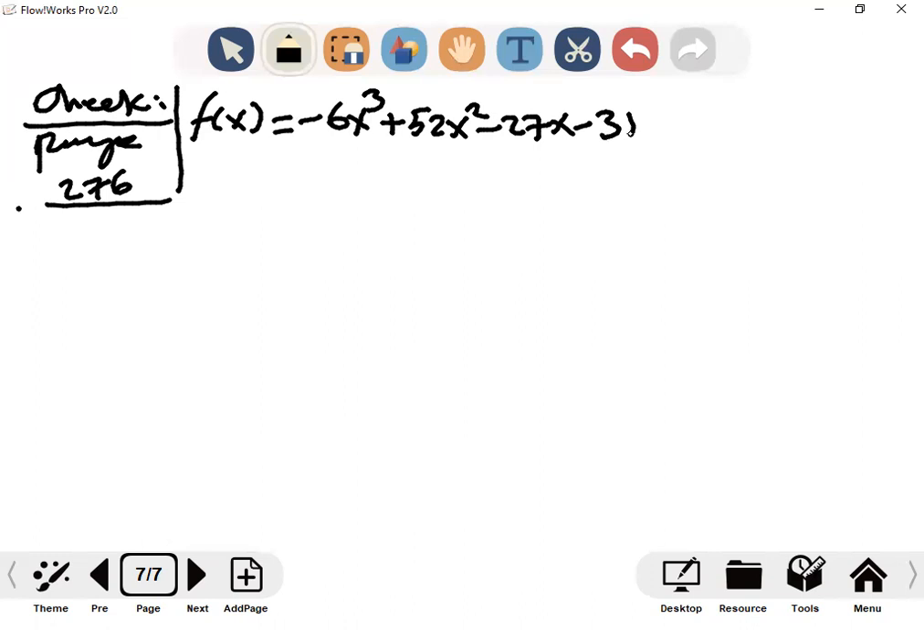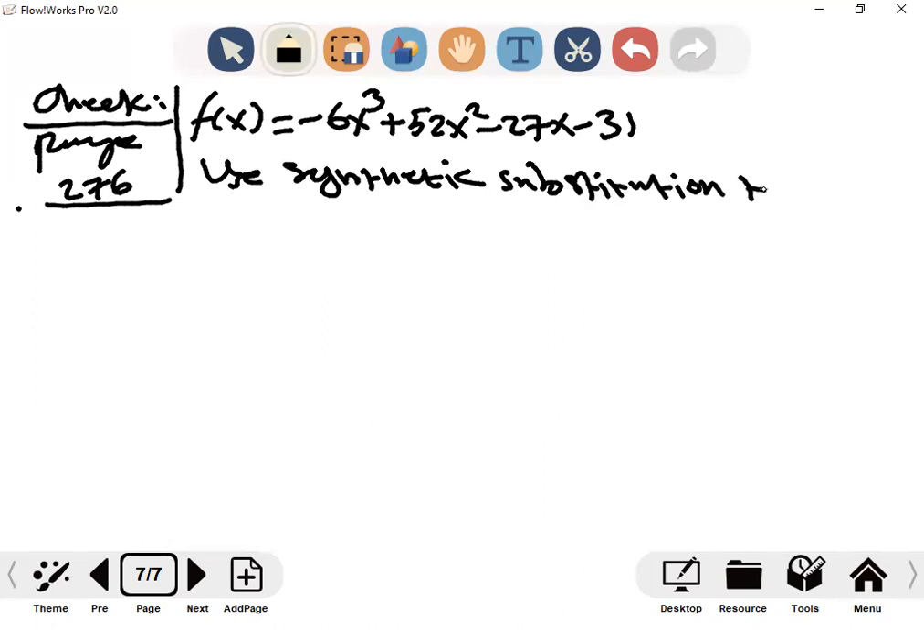The question wants me to use synthetic substitution to find f of 8. So I will divide on 8. The value in the remainder will be the value of f of 8. But how do we check? Use a calculator and substitute directly. The numbers should be the same.